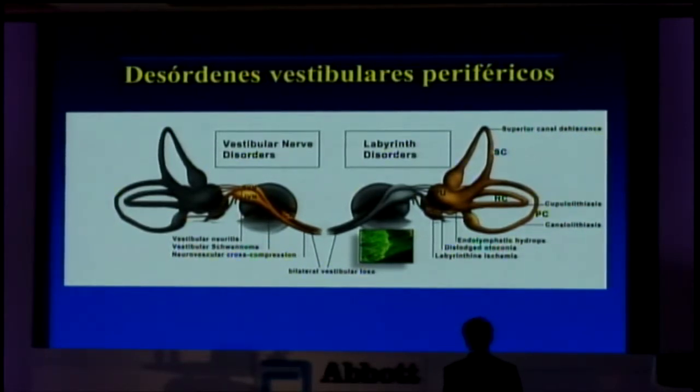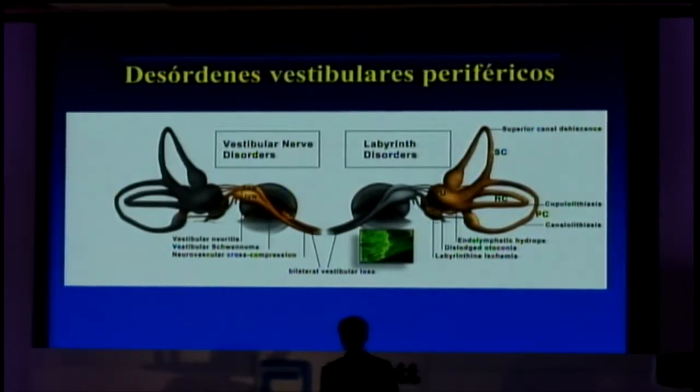We already talked about superior canal dehiscence syndrome, so I'm not talking about that. I'm going to talk a little bit about BPPV and its mechanism. Then we talk about Meniere's disease. We are going to talk about acute vestibular neuritis, vestibular paroxysmia, and bilateral vestibulopathy.